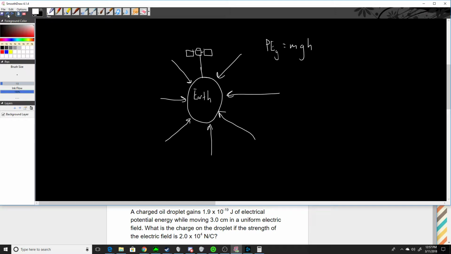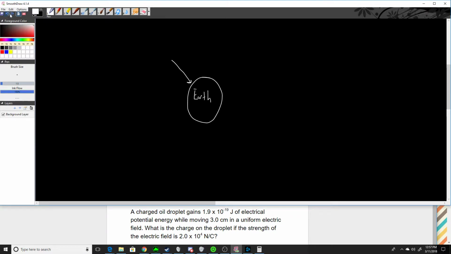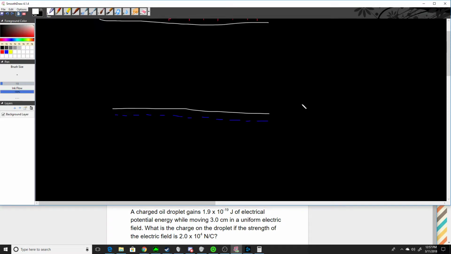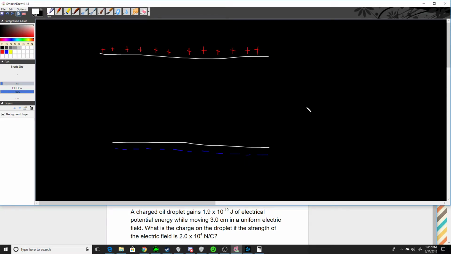So let me go back. Try to erase what I did there, if I kept my arrows going the right way. All right. So now, electrical potential energy. All right.